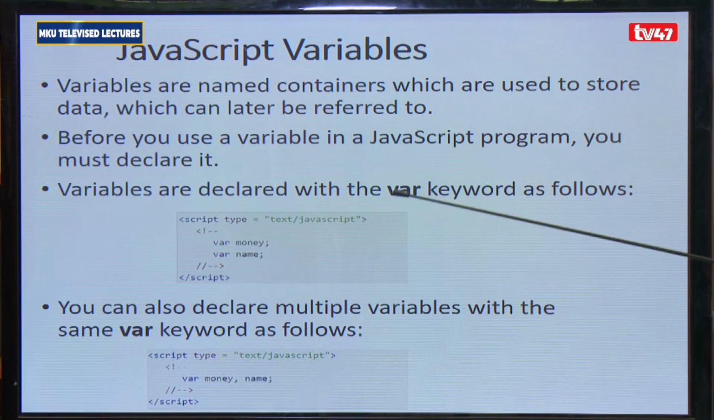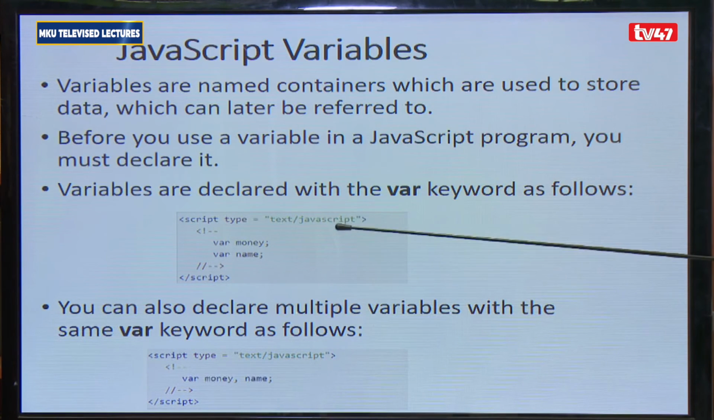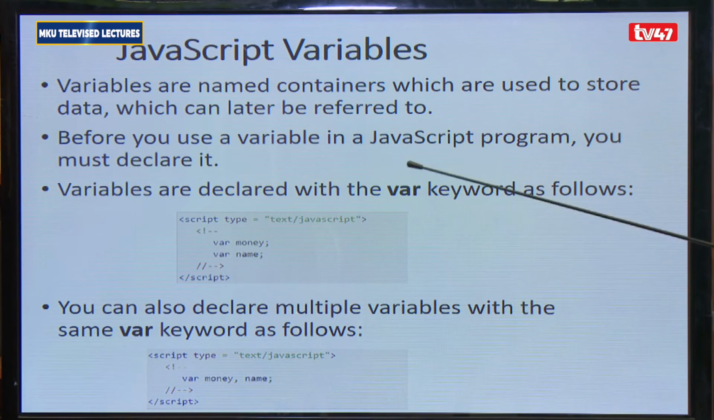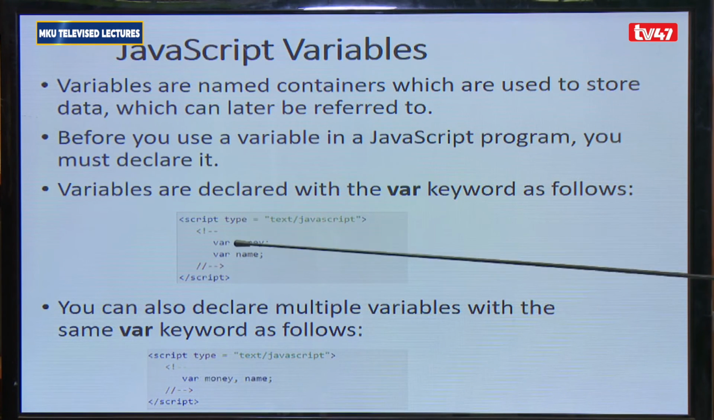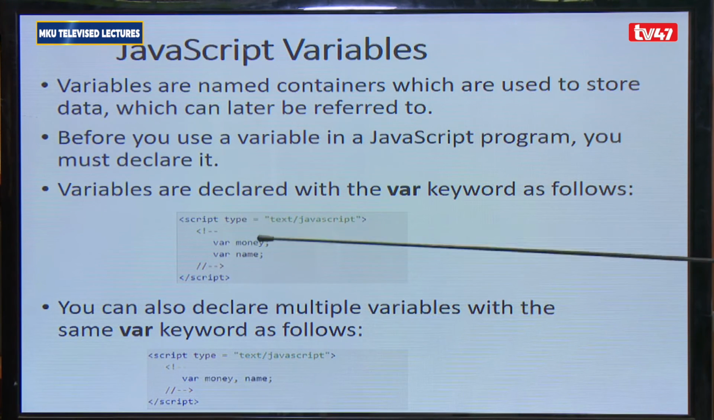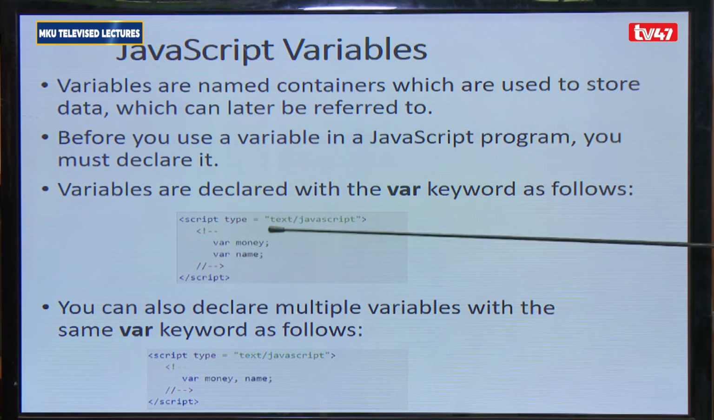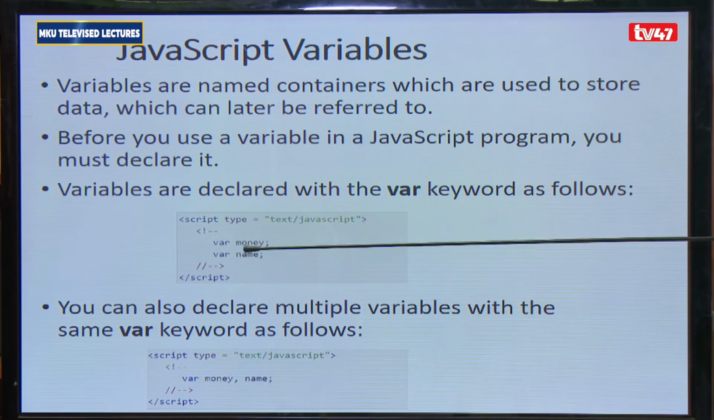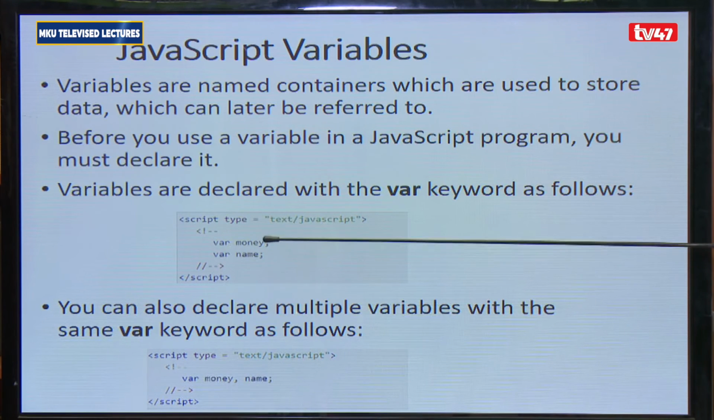So we use that keyword var to tell your browser as it is running, or to inform your browser here, that this is a variable. So it's important that you use the keyword var, and then the name of the variable follows. And there is a simple example given to us here, where we are defining 2 variables, var money and var name. You note that every variable is defined with the var keyword and then the name of the variable you're giving. In this case, we have money and name and then a semicolon at the end.